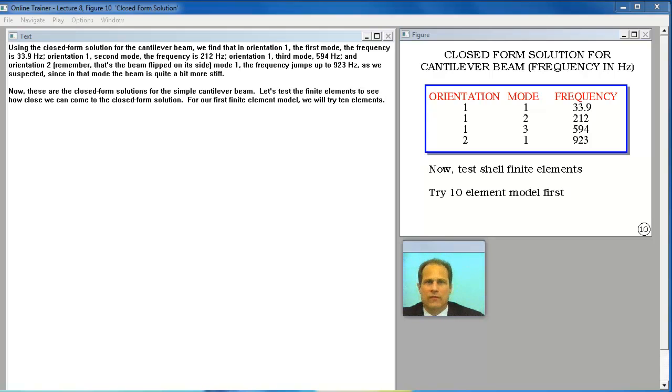Using the closed form solution for the cantilever beam, we find that in orientation 1, the first mode frequency is 33.9 hertz. Orientation 1, second mode, the frequency is 212 hertz. Orientation 1, third mode, 594 hertz. And orientation 2, remember that's with the beam flipped on its side, mode 1, the frequency jumps up to 923 hertz. As we suspected, since in that orientation the beam is quite a bit more stiff. Now, these are the closed form solutions for a simple cantilever beam.